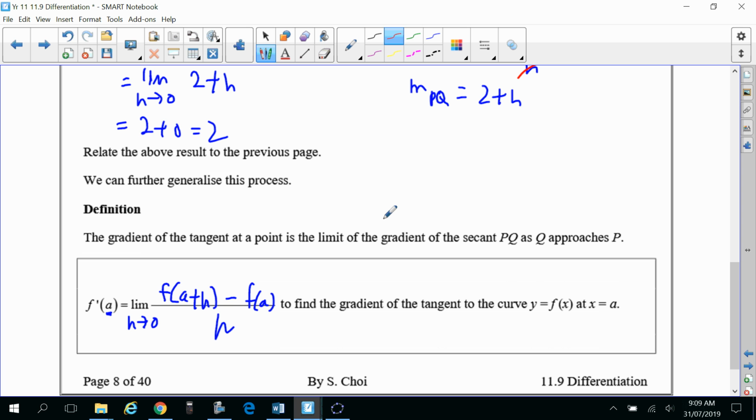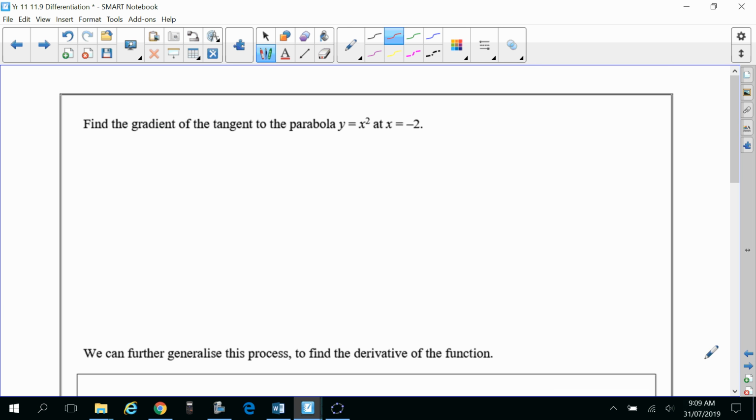We start with numbers, then algebra. So if you want to be good at algebra, you need to be good at numbers. And if you want to be good at calculus, you've got to be good with algebra. Yeah, so any questions? And now we're going to become powerful. Let's put this to the test. Next page. Find the gradient of the tangent at that point. Well, we know it's going to be -4, right? But we want to use that formula.